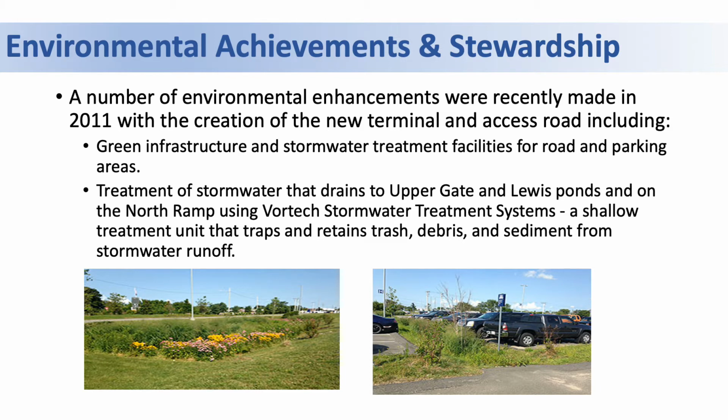The airport strives to be a good neighbor, and a number of environmental enhancements were recently made with the creation of the new terminal and access road. This includes green infrastructure and stormwater treatment facilities for the road and parking lot areas, treatment of stormwater that drains to Upper Gate and Lewis Ponds, and on the north ramp, systems called Vortech stormwater treatment systems. It's a shallow treatment unit that traps and retains trash, debris, and sediment from stormwater runoff.